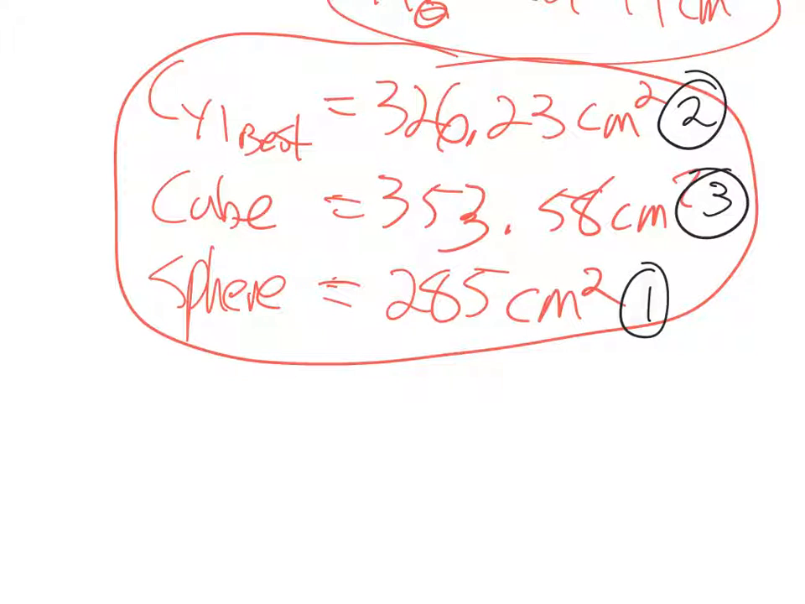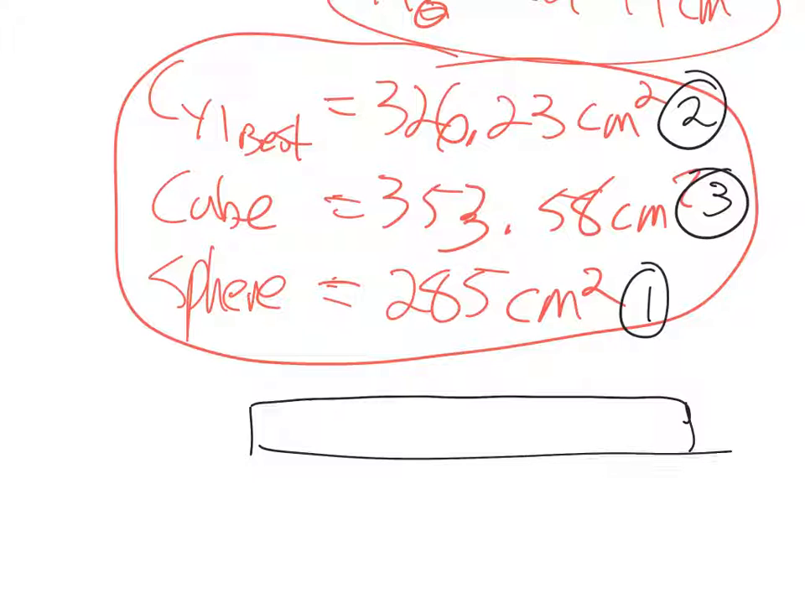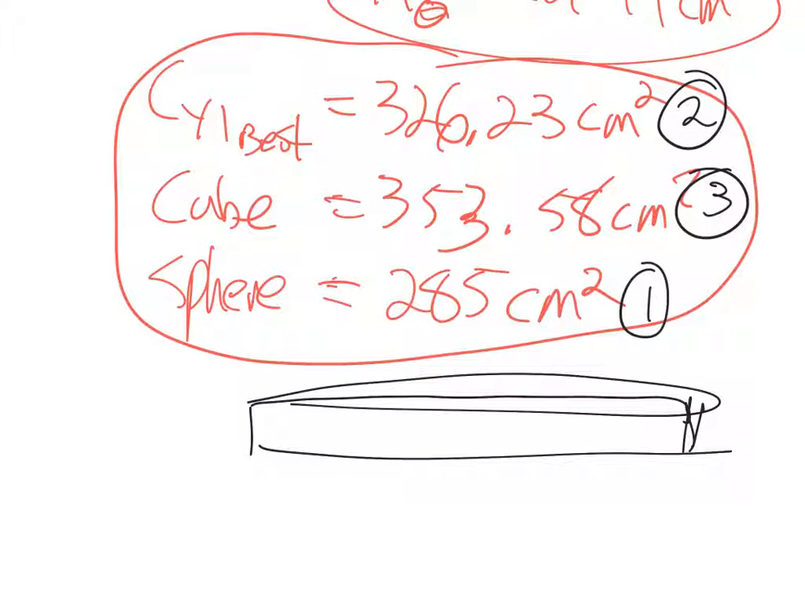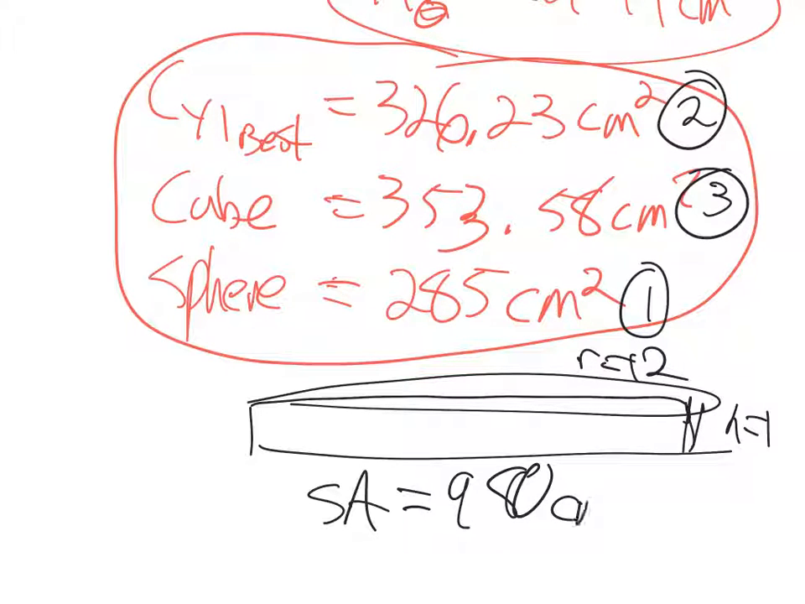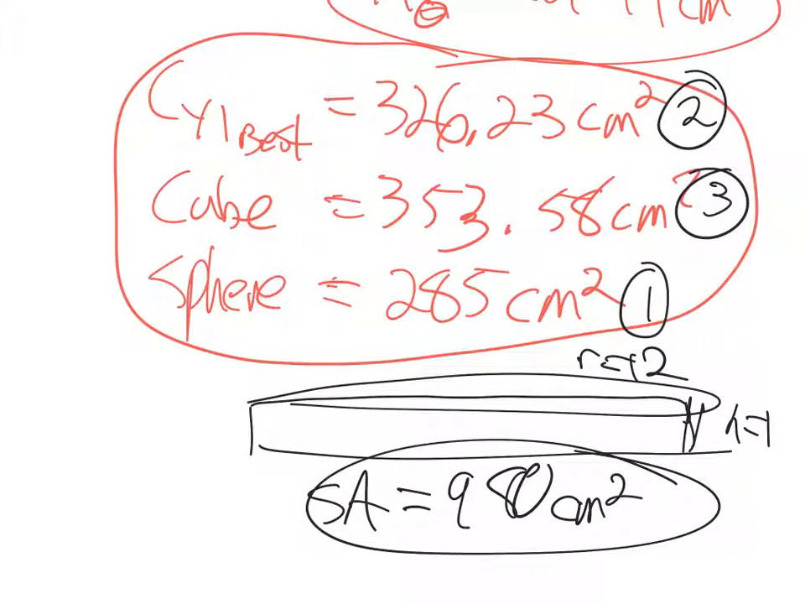And if you remember, the really wide cylinder that looked like this, it had a height of 1 and a radius of 12. The surface area for it was 980 centimeters squared. So it's not a very efficient shape at all. Again, the closer you get to a sphere, the better the shape is. And a circular shape, of course, has less surface area than something with straight edges, because you get rid of all those corners.